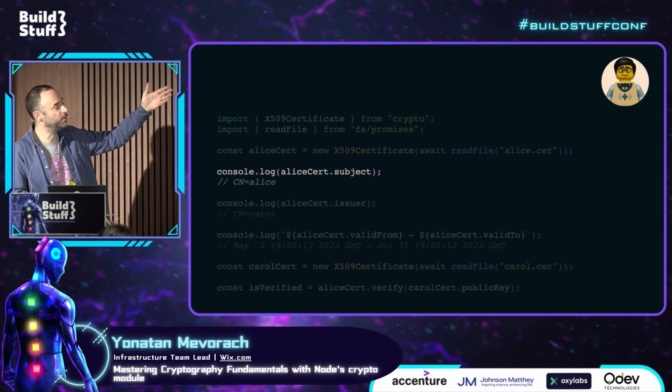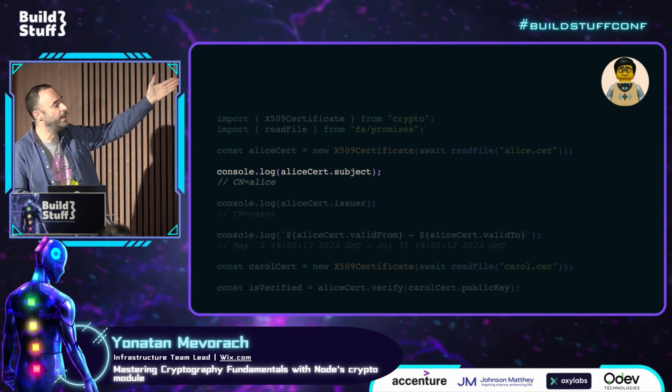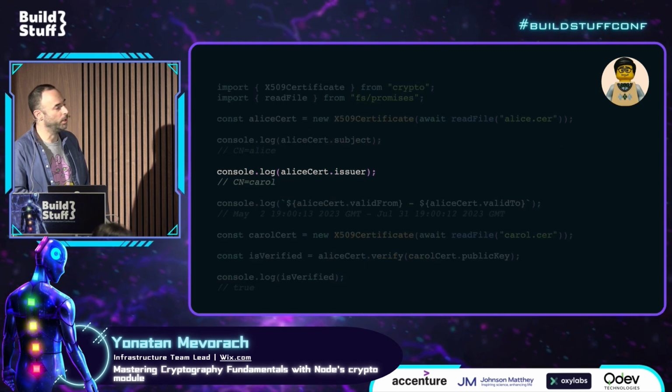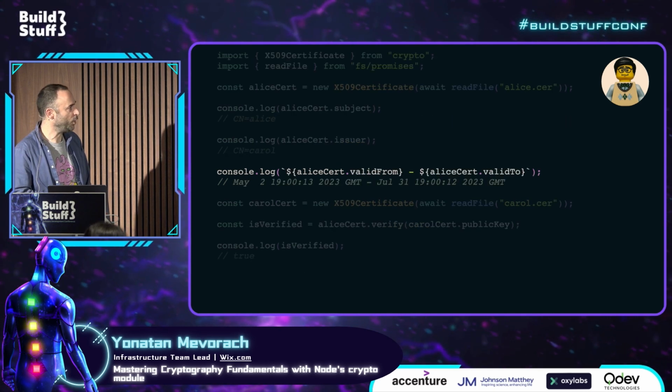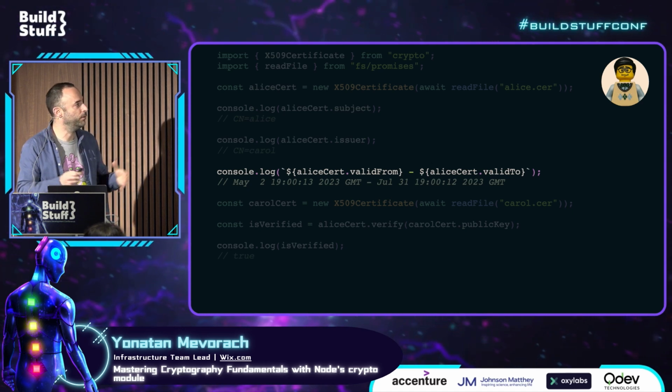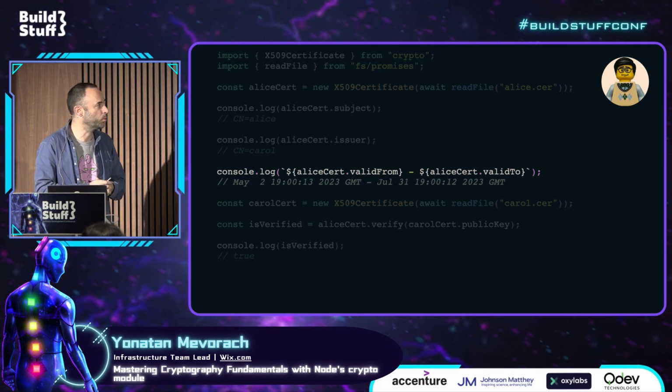What is the subject of the certificate? Who was it given to? CN stands for common name, so common name Alice. We have the issuer, in this case Carol. We can see valid from and valid to: what is the date range that the certificate should be considered trustworthy?